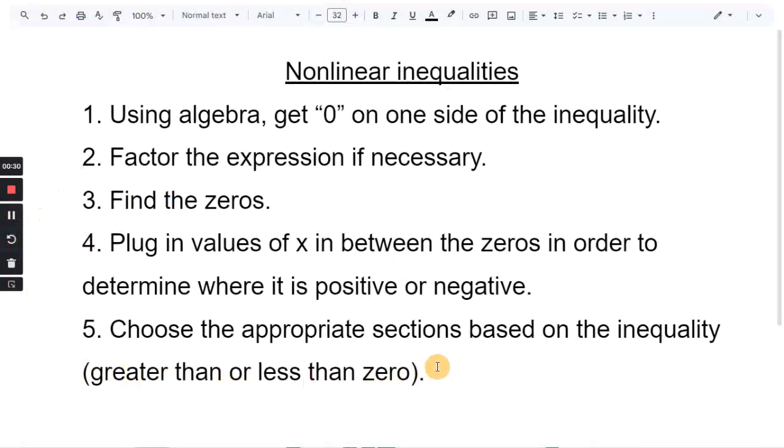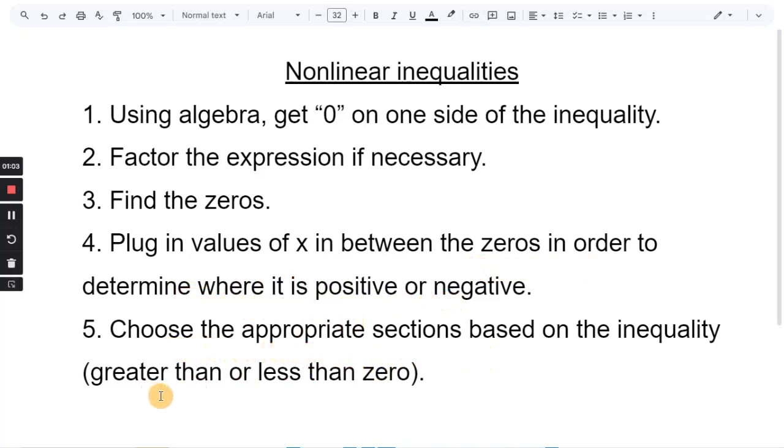All right, just some notes before we begin. These are the basic steps to solving nonlinear inequalities. You want to use algebra and get 0 on one side of the inequality. Then you want to factor the expression if necessary. Then you want to find the zeros. Then you want to plug in values of x in between the zeros in order to determine where it is positive or negative. And then finally, you choose the appropriate sections based on the inequality.